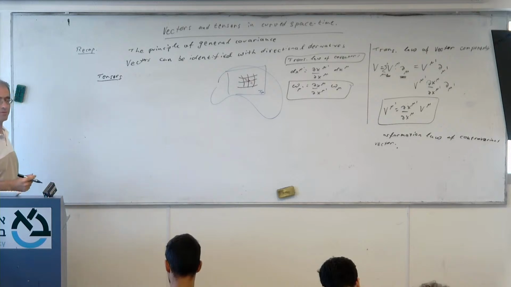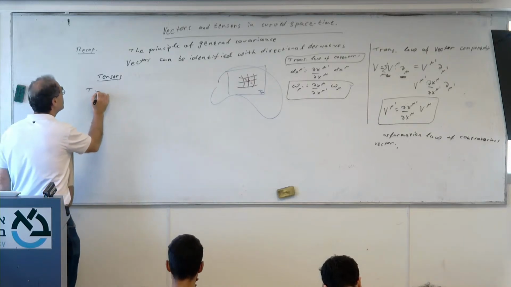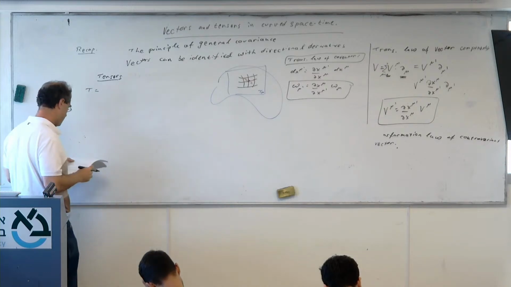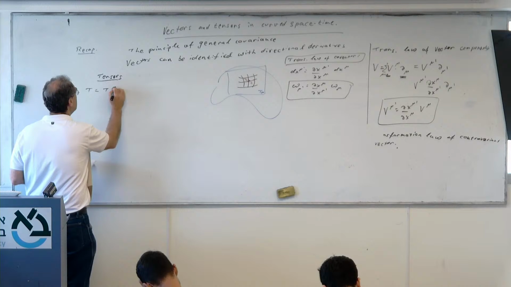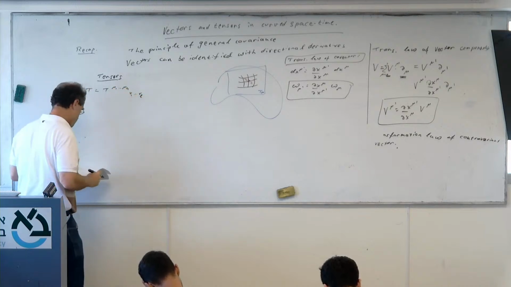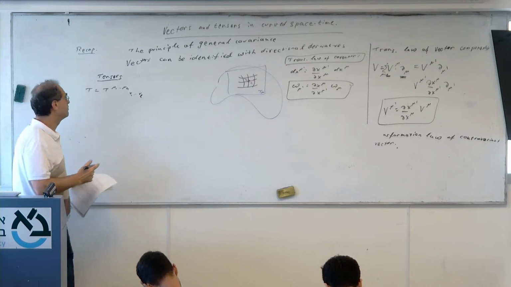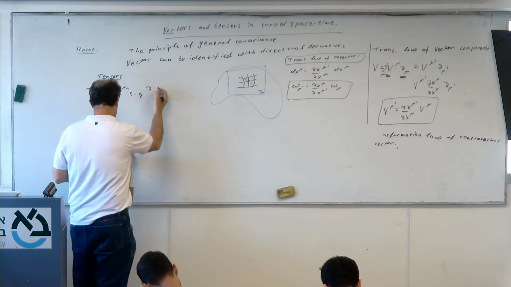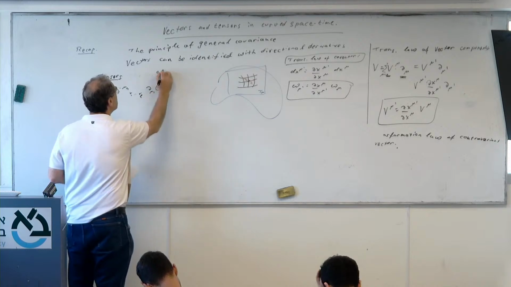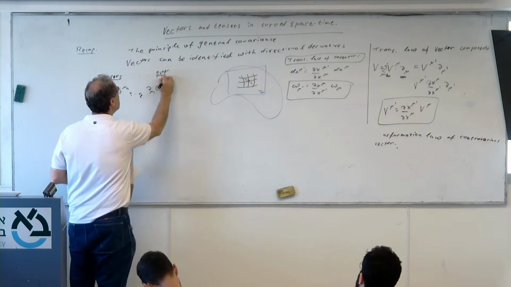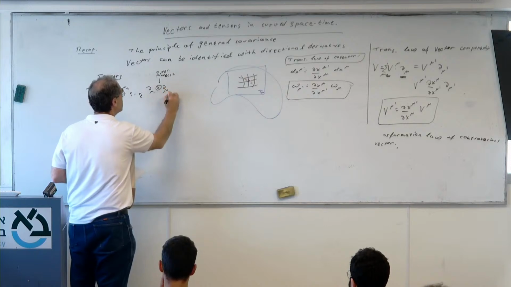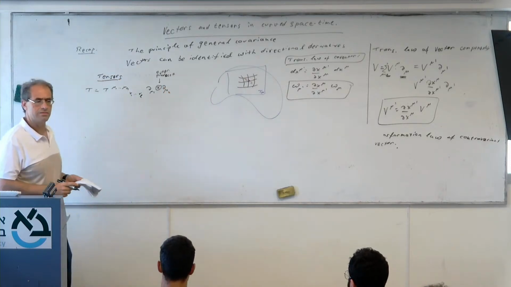So every tensor T, which has K upper indices and L lower indices, is T^{mu_1 ... mu_K}_{mu_1 ... mu_L} times the basis. I'm going to write it as an outer product. This is called an outer product. Have you seen outer products before? Likely yes.